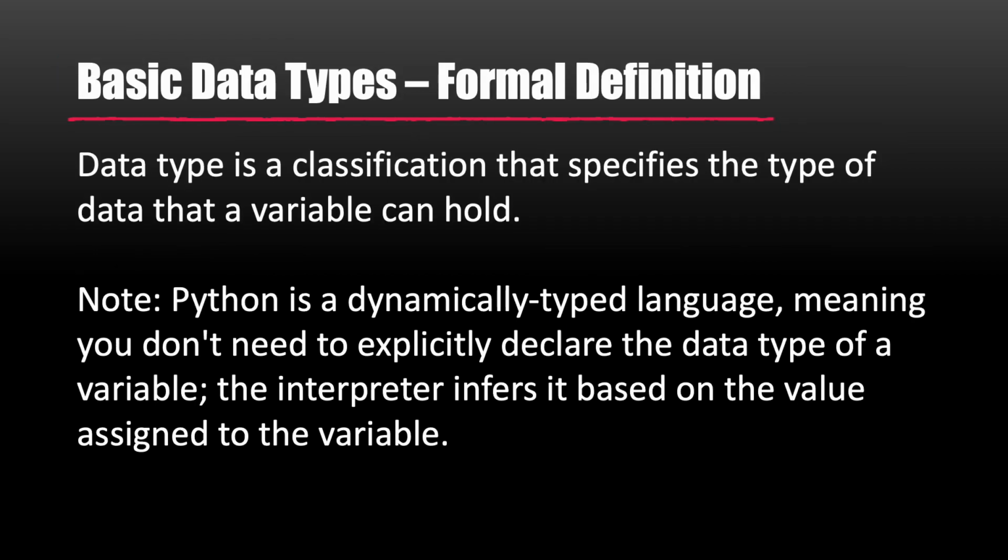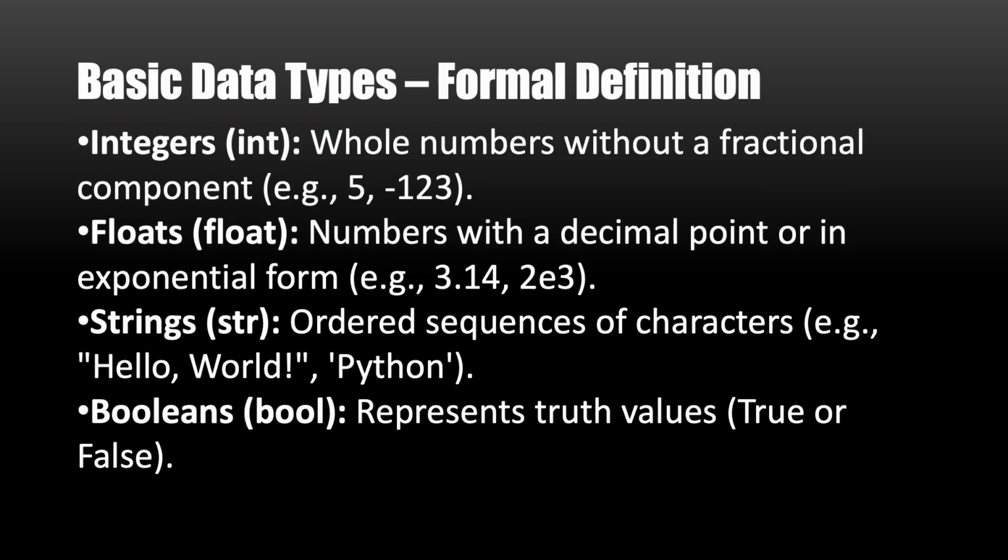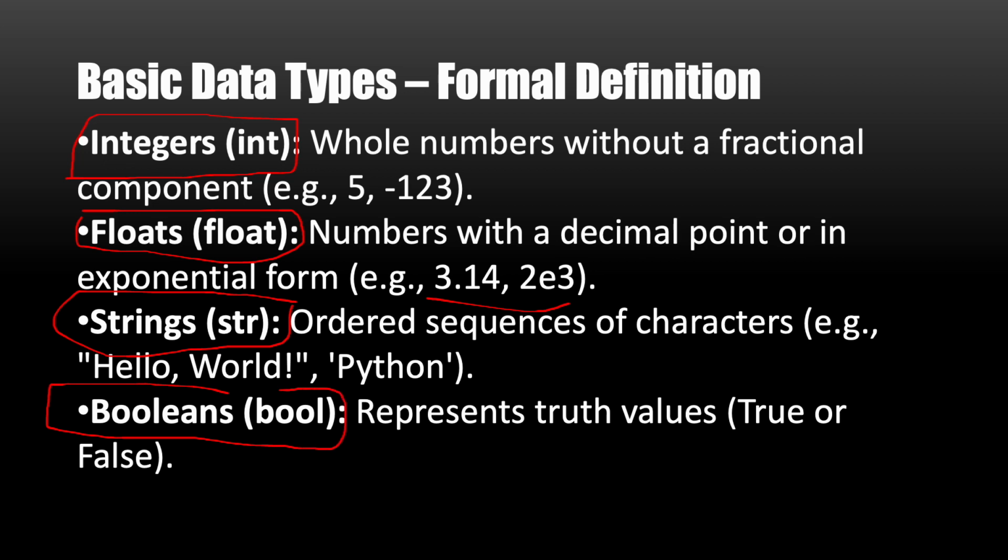The formal definition of a data type is a classification that specifies the type of data the variable can hold. These are some of the basic or primitive data types. Integer, which can contain any integer value. Float, which can contain any floating point value with decimals. String, which is a sequence of characters like a name that can be stored in a string. And boolean, which has a true or a false value, 0 or 1.